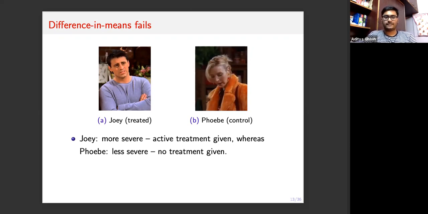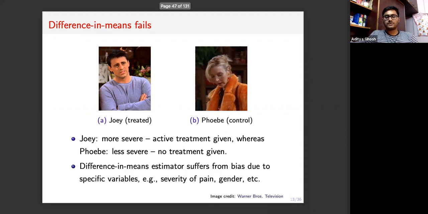Now there can be confounding effects if you consider the difference in means. If you just consider the difference in their responses, there can be many confounding effects. For example, gender is one thing, and severity of pain is another. And there can be other physical characteristics, right? So the simple difference in mean estimator that we described for randomized control trials suffers from bias due to specific variables. And this is where matching enters. Matching was, I think, introduced by Donald Rubin.